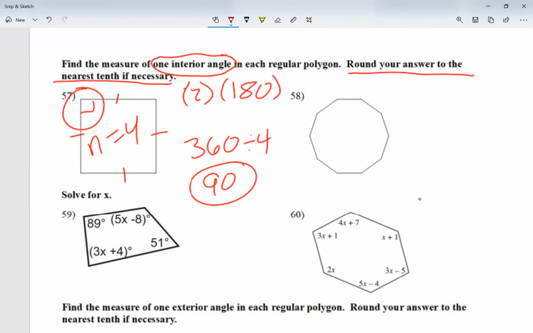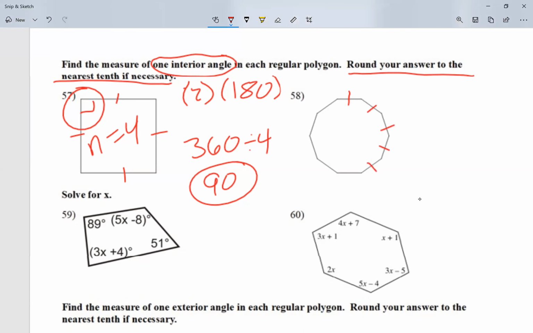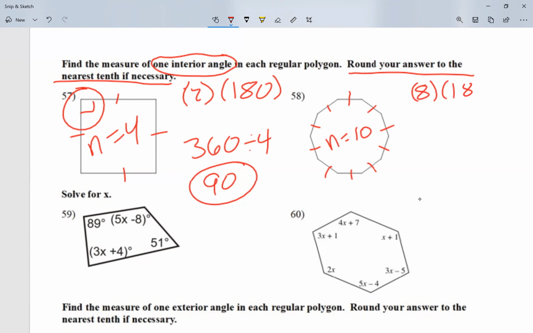Let's take a look at number 58. Let me count how many sides my polygon has. 1, 2, 3, 4, 5, 6, 7, 8, 9, and 10. So let me just write n is equal to 10, right? 10 sides. For me to know how much all of my angles add up to, I'm just going to go 8 times 180. Remember that 8, remember n minus 2? That's where I got the 8 from. So 8 times 180 is 1,440. This is how much all of my angles add up to.